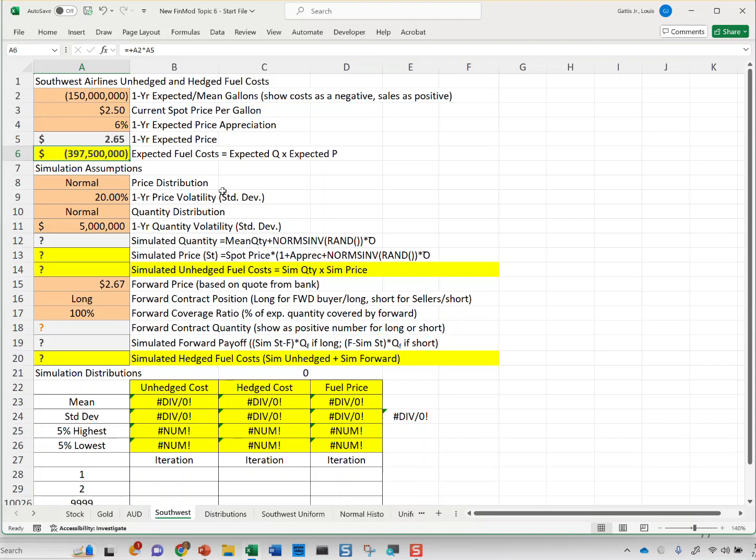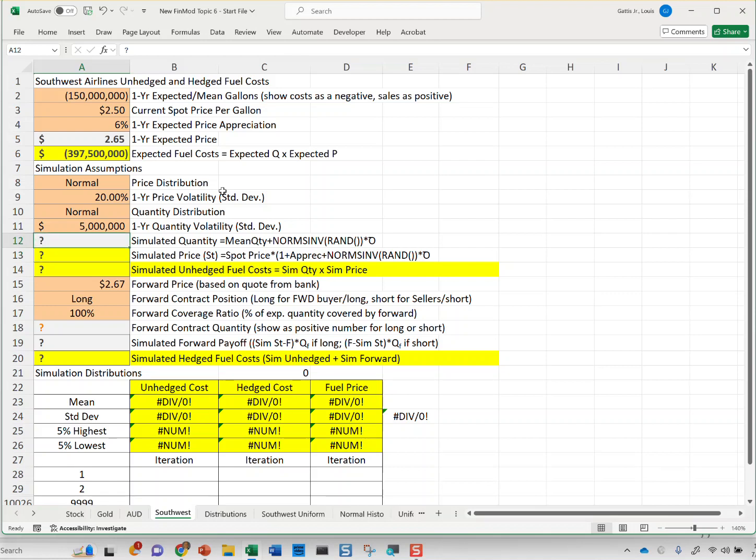There's going to always be some volatility. So we're going to model that volatility, try to see what the range of possible prices or costs could be. We're going to assume that price distributions are normally distributed. The 1 year volatility, standard deviation of a price appreciation is 20%. We'll assume that quantities are normally distributed with a standard deviation of 5 million. So what we're going to do is simulate the price, simulate the quantity, multiply those two together, and then you have a simulated cost of fuel.